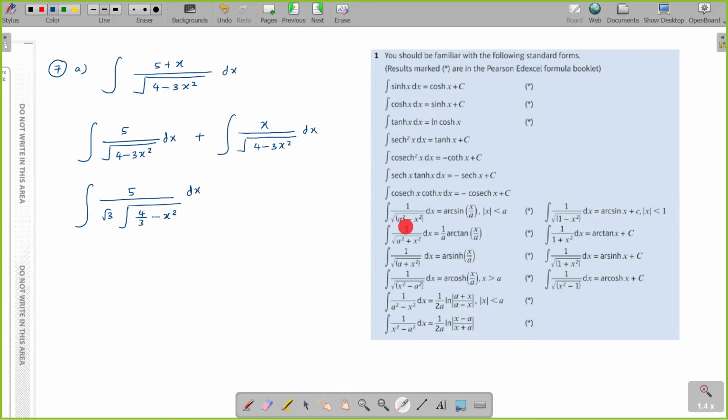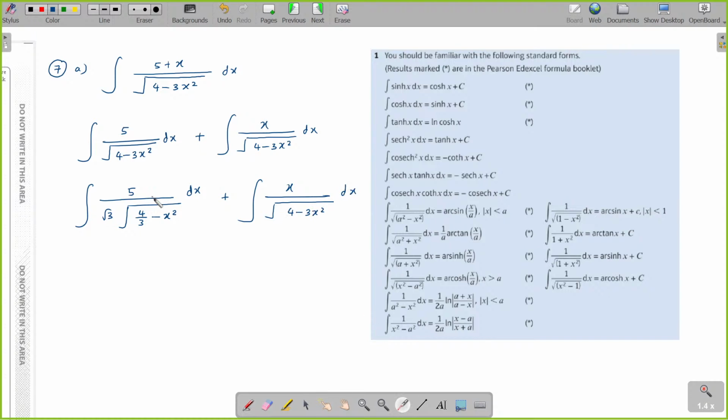These are the rules that you are given. These rules are actually there in the formula book as well. So this part we can definitely do by using these rules, but this other part is going to be a completely new challenge. How are you going to integrate this? We'll do one problem at a time. We'll tackle one problem at a time. So let's first tackle the first one.